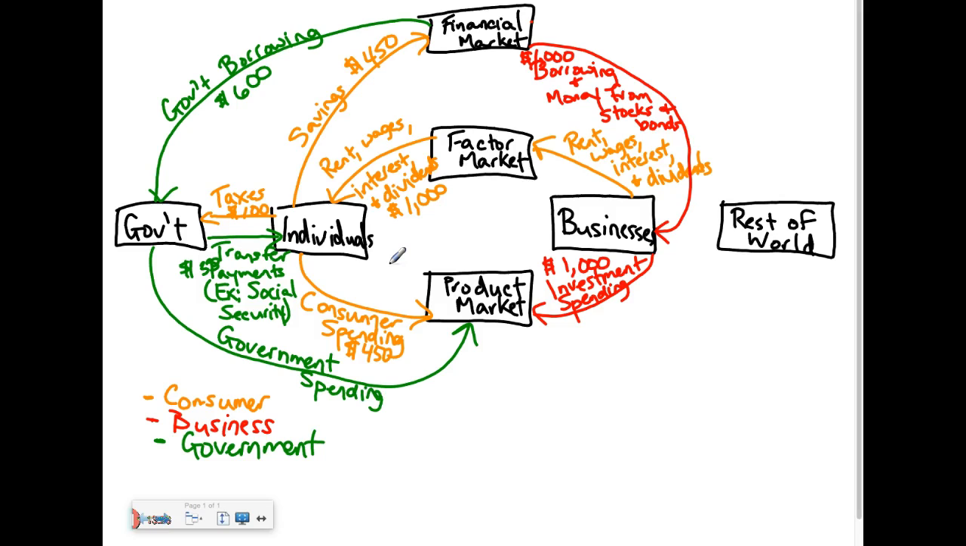How much can they spend? Can you figure that out? We have $600 from borrowing. We have $100 from taxes, so that's $700. We already used $50 of it for transfer payments, so that leaves us with $650 left. So we're going to say our government spending is all of that $650. We're assuming that they're not spending any more than they're taking in.